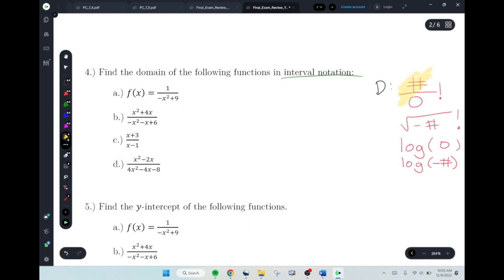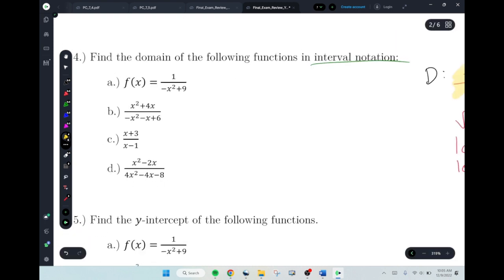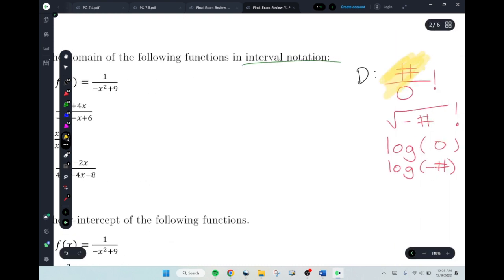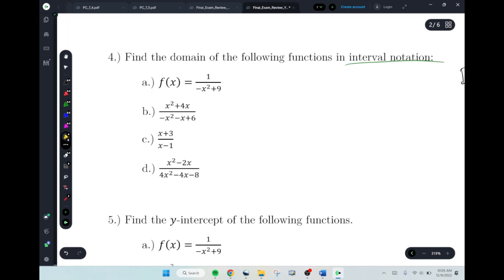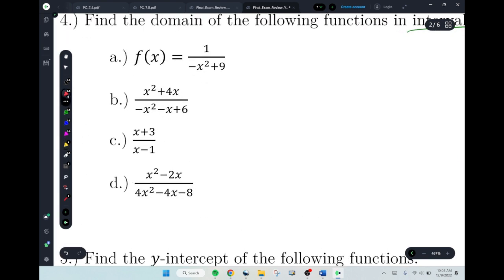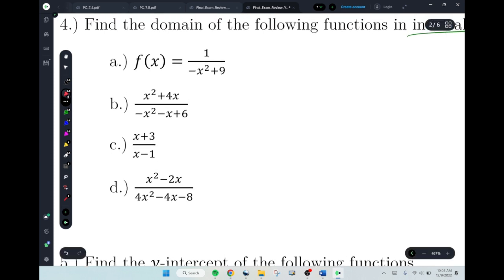Where do you see a square root in any of these problems? I think it's only the top thing. There ain't no square roots and there ain't no logs. So it's only the top thing we're worried about. So all we're going to do is take the bottom and set it equal to 0. That's all we're going to do. It's almost the exact same process as finding vertical asymptotes. It really is. Just take the bottom. Negative x squared minus x plus 6 equals 0.